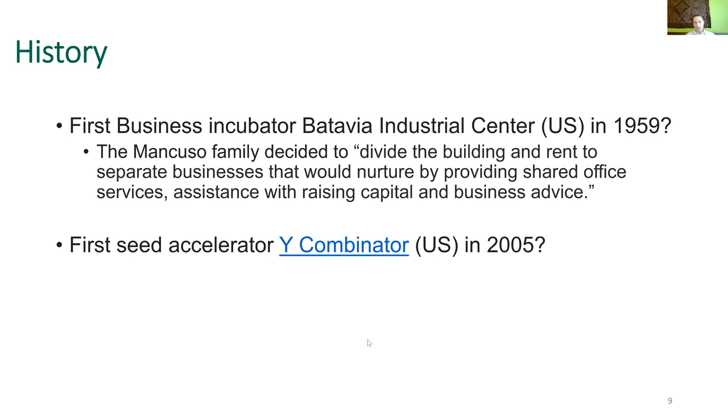And then Y Combinator, very famous, again in the US, 2005. This is called an accelerator. What is sure about Y Combinator is that the process is shorter. They have a limited number of months, they are highly selective, and after these 3 months, normally you are out. Either you manage to accelerate or you don't. In one case you will receive funds, and in the other, you will not.